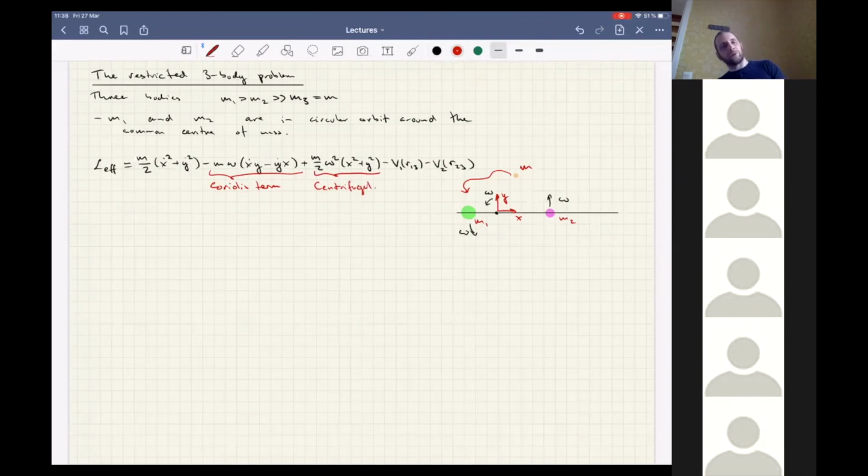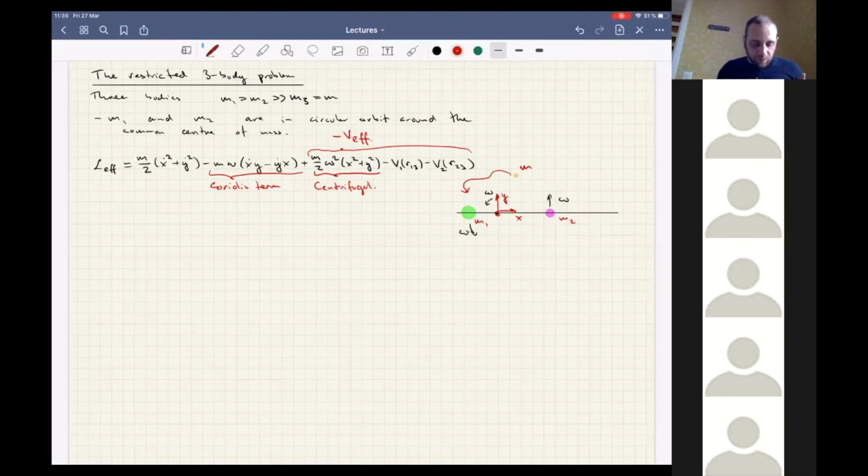And if you look at the contribution of the centrifugal term to the effective potential, so the effective potential that I'm going to discuss here is all of these things that only depend on the position. This is minus the effective potential. So the centrifugal contribution to that potential is just an inverse harmonic potential. So it's actually a force that pushes you away from this center of mass.